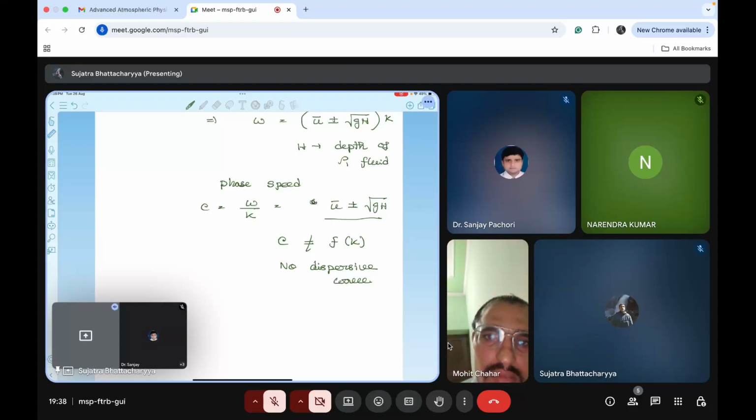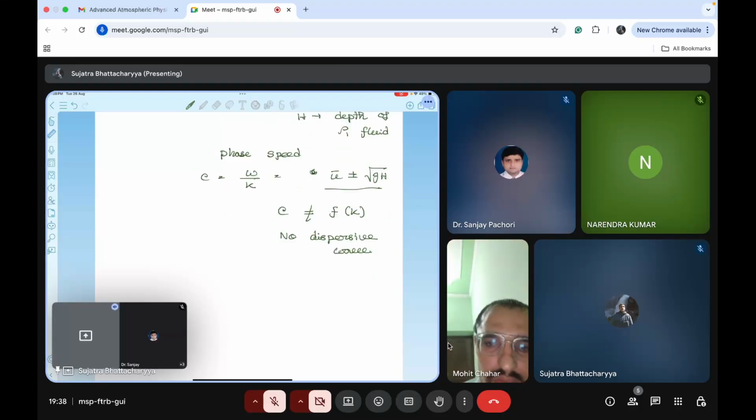Acoustic waves, which we have derived, is another. So this is the common thing between acoustic waves and a surface water gravity wave. But acoustic waves are longitudinal waves; these are transverse waves. So this is one of the things to know.